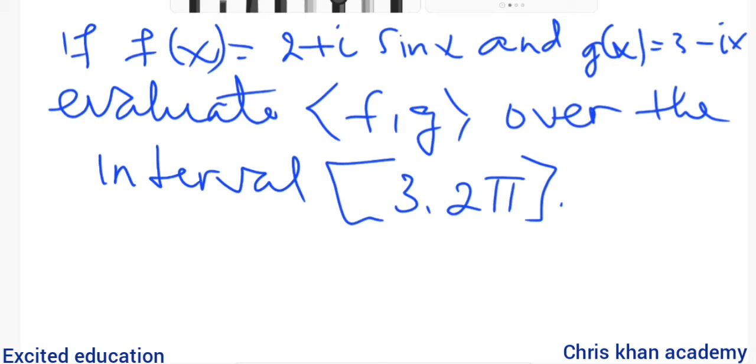So we have the question. We said if f(x) is equal to 2 plus i sin x and g(x) is equal to 3 minus i x, then we are asked to evaluate the inner product over the interval of 3 to 2 pi. Let us see the solution. I think you have to go back to the formula, memorize it, and then demonstrate that formula so that it can help us to do this question. Let's go ahead.